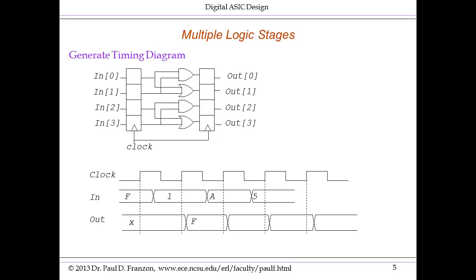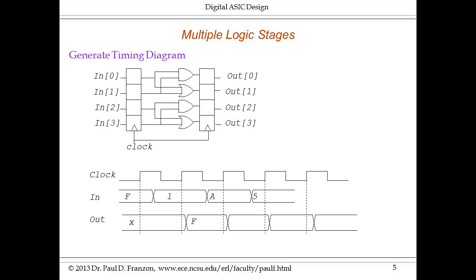So after the second rising edge, the value F that was presented at in on the first rising edge, that got presented to the combinational logic. Combinational logic evaluated that, producing F. As they're OR and AND gates, so if you have 1, 1, 1, 1, you're going to get 1, 1, 1, 1. And then on the second rising edge of the clock, out becomes equal to F.